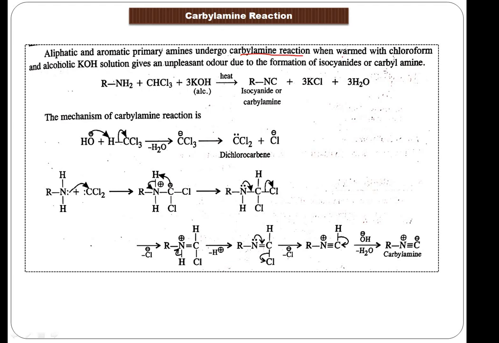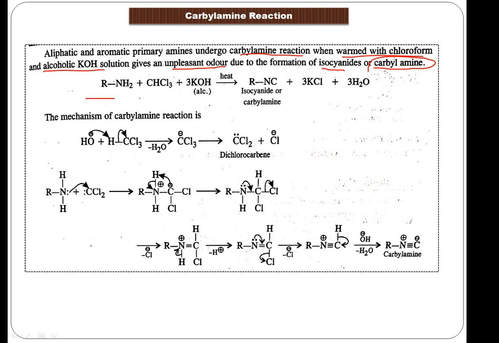What we do is, when an amine is warmed with chloroform and alcoholic potassium hydroxide, we observe an unpleasant, pungent odor. That unpleasant odor is an indication of the presence of isocyanides. Basically isocyanides will be formed and they have this unpleasant smell, so that gives us an indication that your sample contains amine.